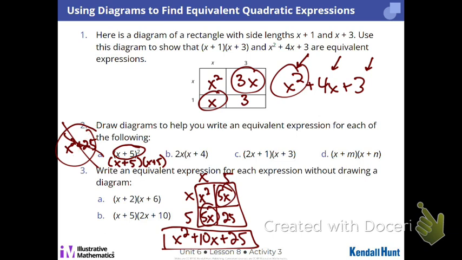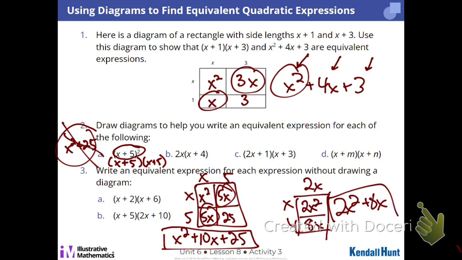Okay, let's look at B. B is a little different because I have a 2x and I have an x plus 4. So this isn't a 2 by 2 box. This is a 2 by 1 box. What's 2x times x? 2x squared. And 2x times 4? 8x. So simplified here, 2x squared plus 8x. Go try to fix up C and D.